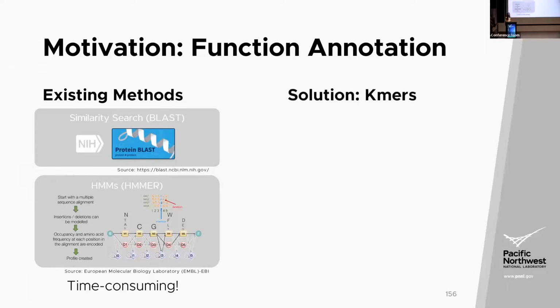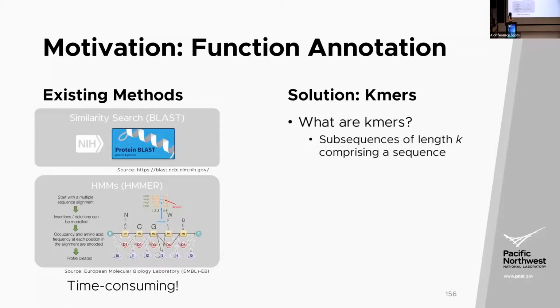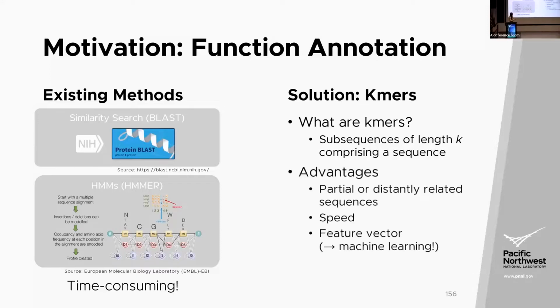Our solution to these problems is the representation of protein sequences using K-mers. And so K-mers are a way to represent a protein sequence by counting the constituent sequences of length K. And what this allows us to do is capture sequence similarity between partial or distantly related sequences. And K-mers additionally confer the advantages of being relatively lightweight and thus having lower computational overhead versus something such as a multiple sequence alignment.